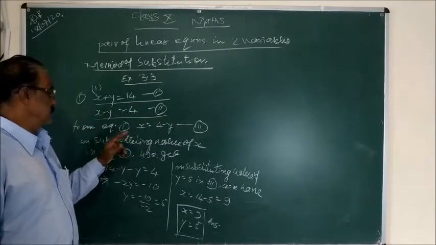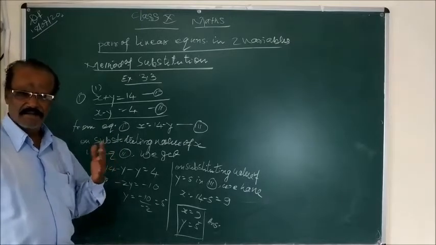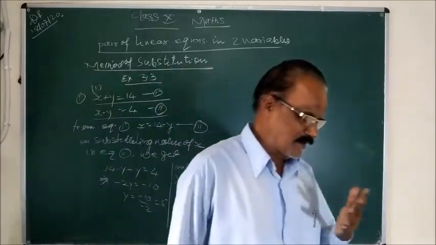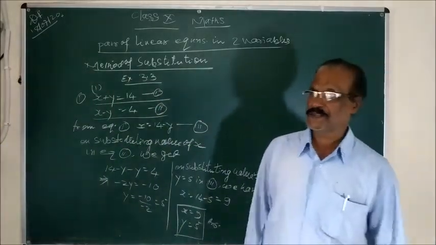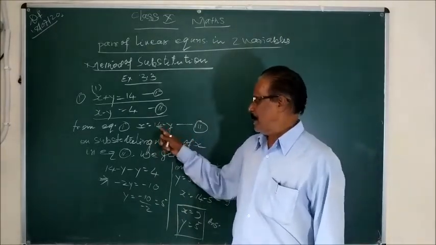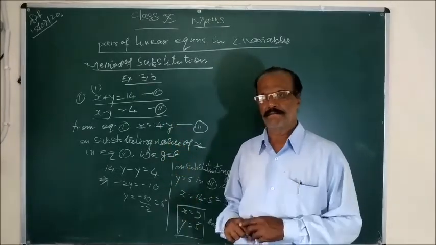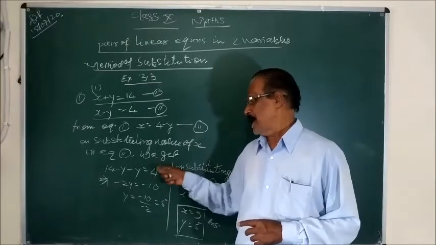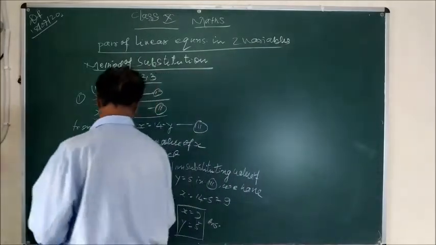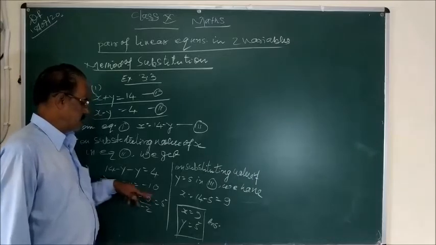On substituting, substitute is a verb, you know what is the meaning of substitution. So we get the value of x is equal to 14 minus y. Now you put this value in equation second. Now you see the equation has become of one variable. Now on simplifying, 14 minus y minus y, 14 minus 2y, like that, you are getting y is equal to 5.